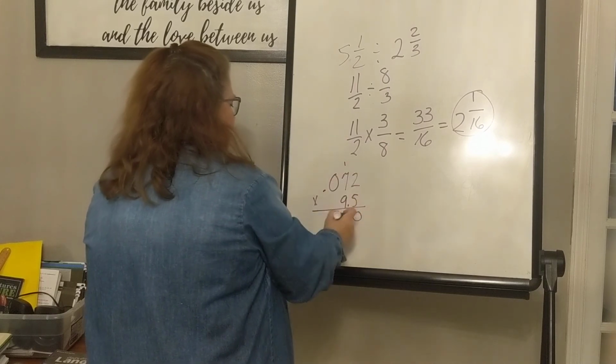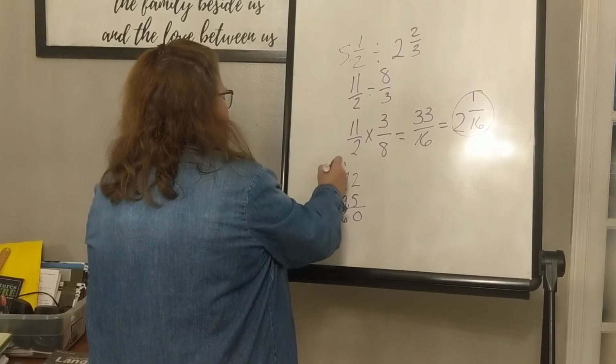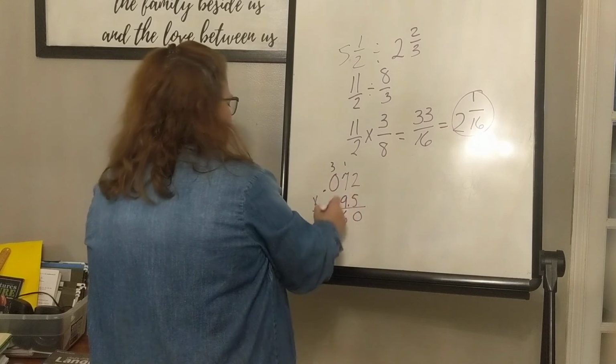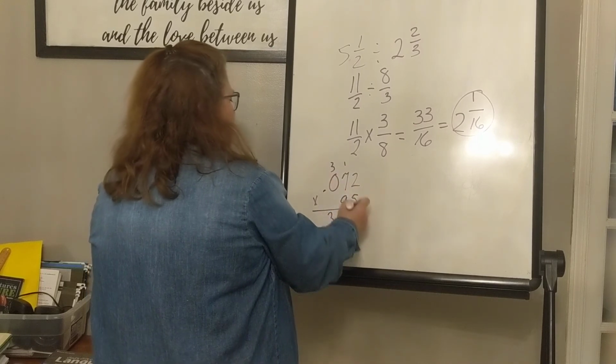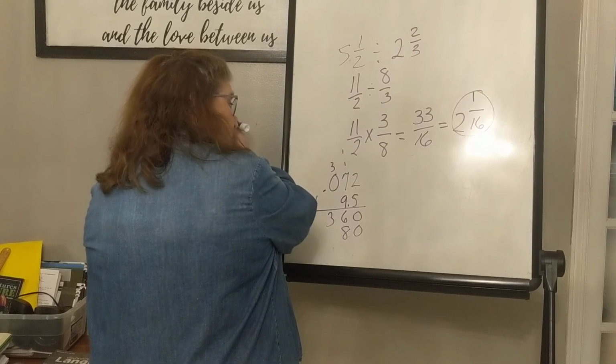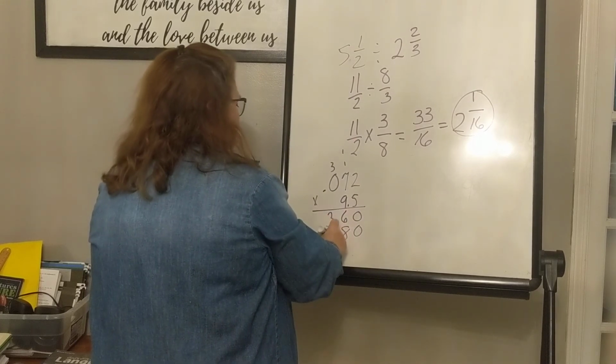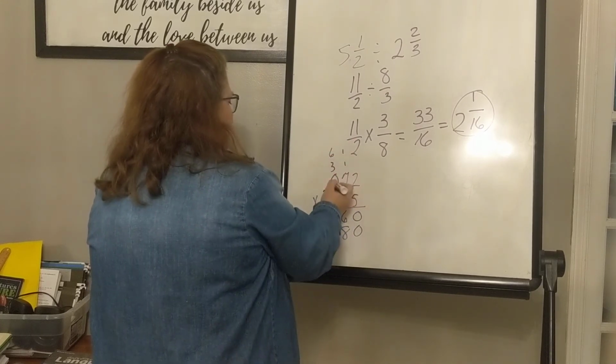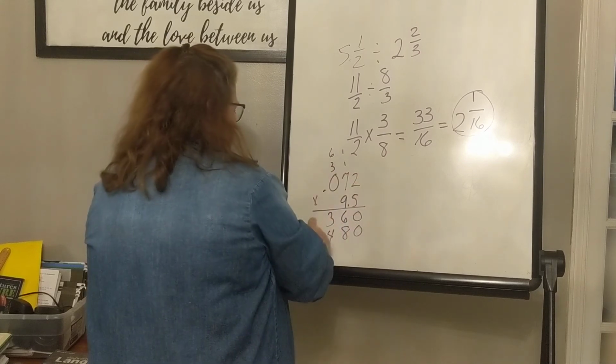7 times 5 is 35, plus 1 is 36, put 6 down, carry the 3. 0 times 5 is 0, plus 3 is 3. Put a 0 in the ones place. 9 times 2 is 18, put 8 down, carry the 1. 9 times 7 is 63, plus 1 is 64. Put 4 down, carry the 6. 0 times 9 is 0, plus that 6.